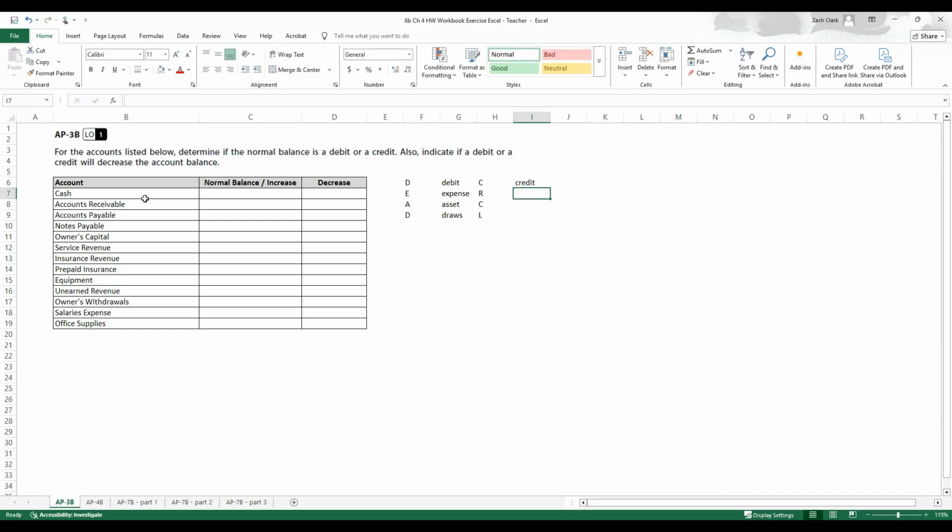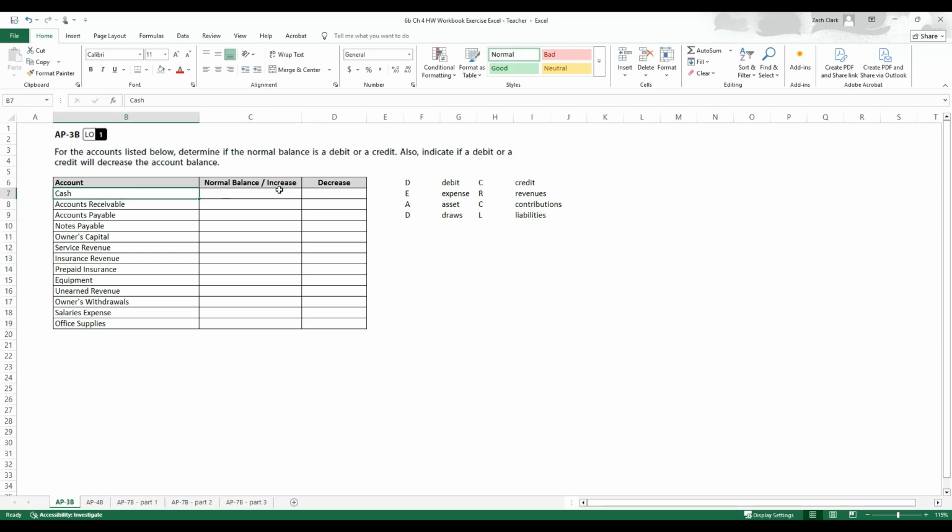So we know the first letter in both words here is these things all increase with the debit: expenses, assets, and draws. And then these things, revenues, contributions, and liabilities, these all increase with a credit, and also to say they have a normal credit balance. And these accounts have a normal debit balance. Okay, so with that little acronym there, let's go ahead and look.